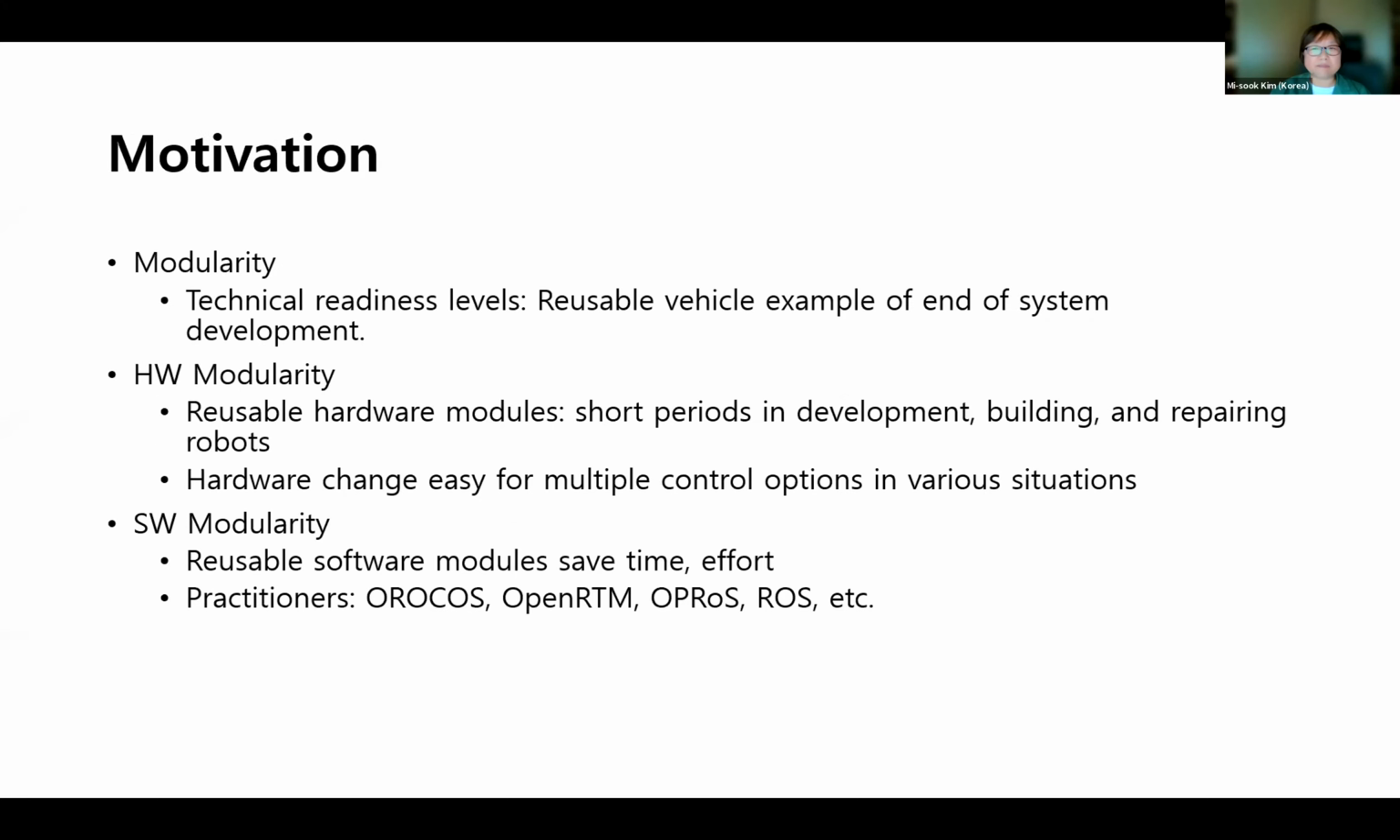Modularity is an important topic, and in the technology readiness levels of NASA, it relates to the completed system. An example is a reusable vehicle. A reusable hardware module shortens the development period and the building and repairing of robots in many domains.